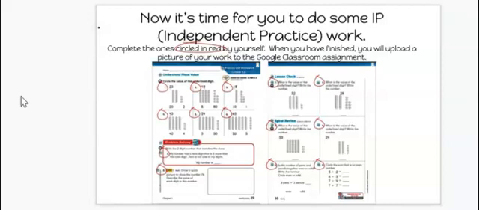You can do it on a separate sheet of paper, but I promise you we are going to be working on this in our stations also, and I also gave you work in GoMath, so you can go ahead and do GoMath as well.